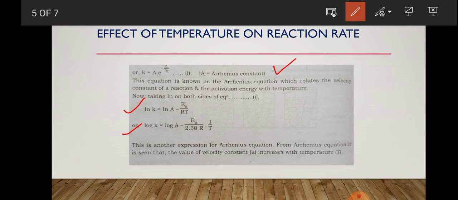And you will have to practice mathematical problems related to this equation. There are several mathematical problems in your textbook, and I hope you all will practice these problems from your textbook.